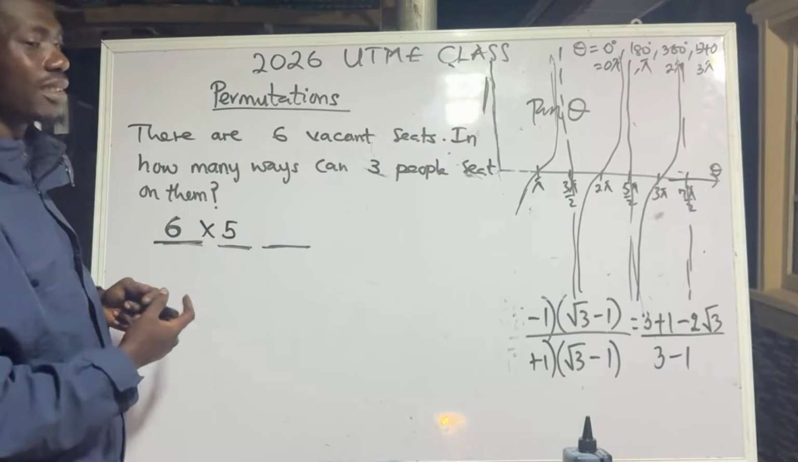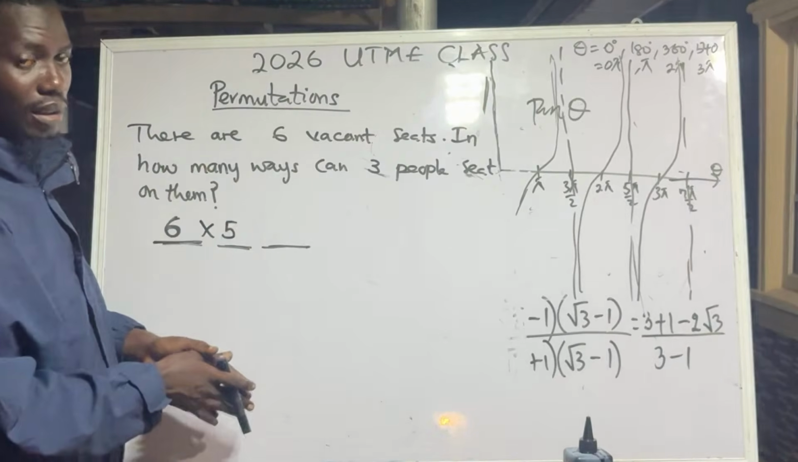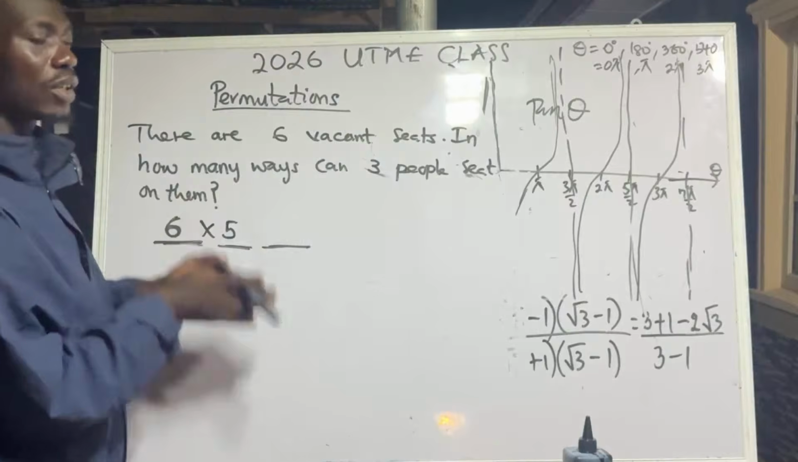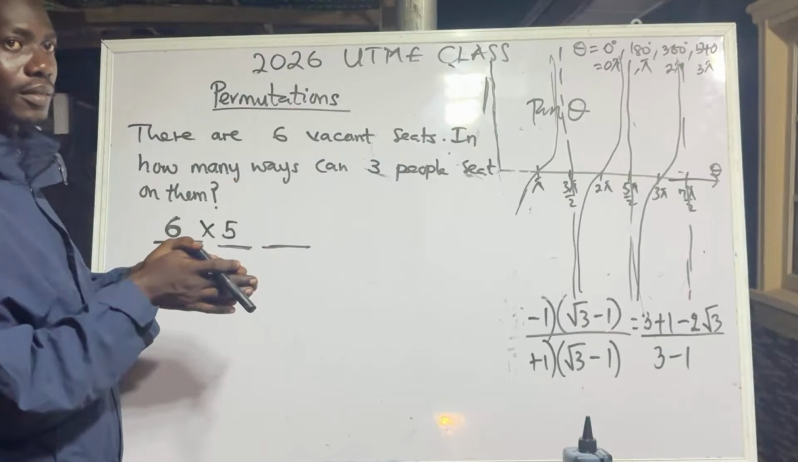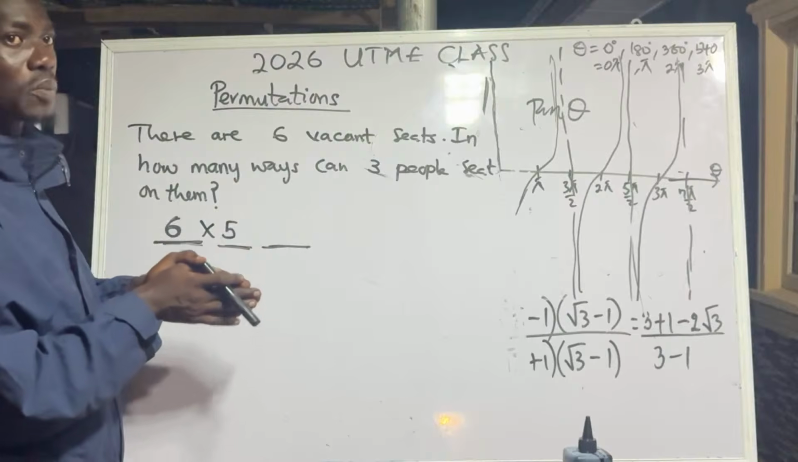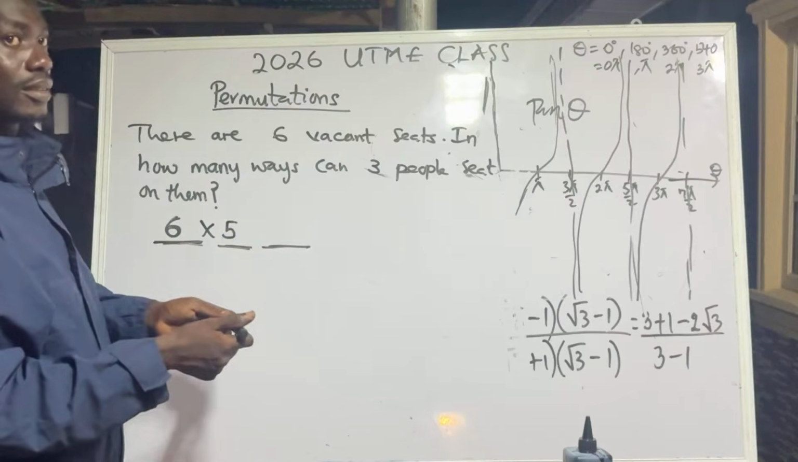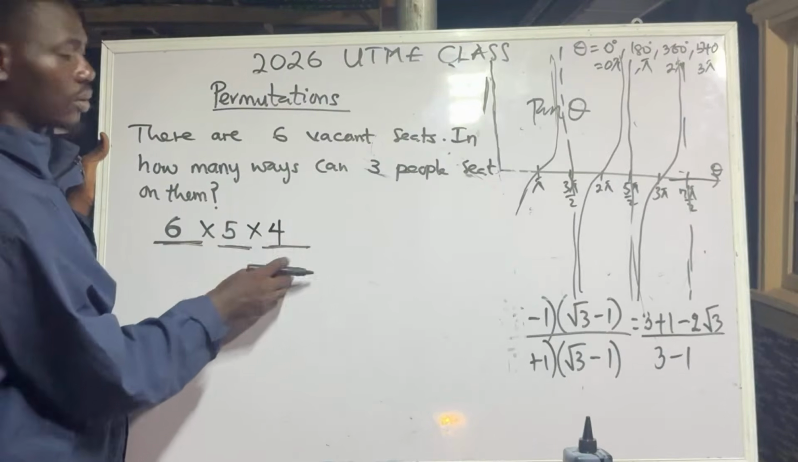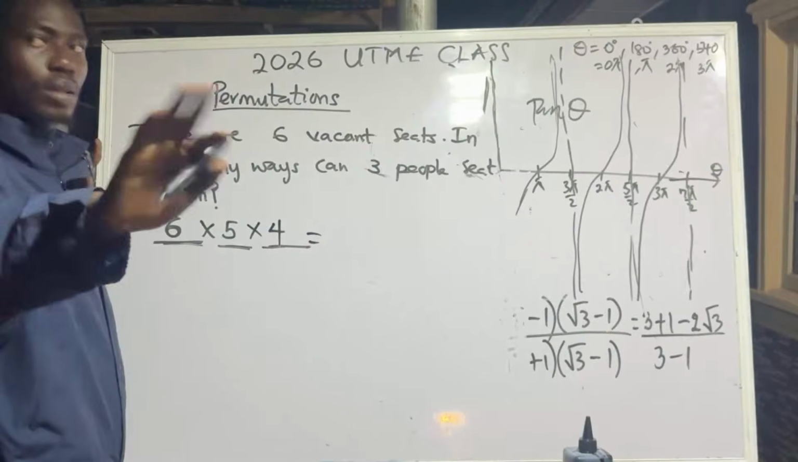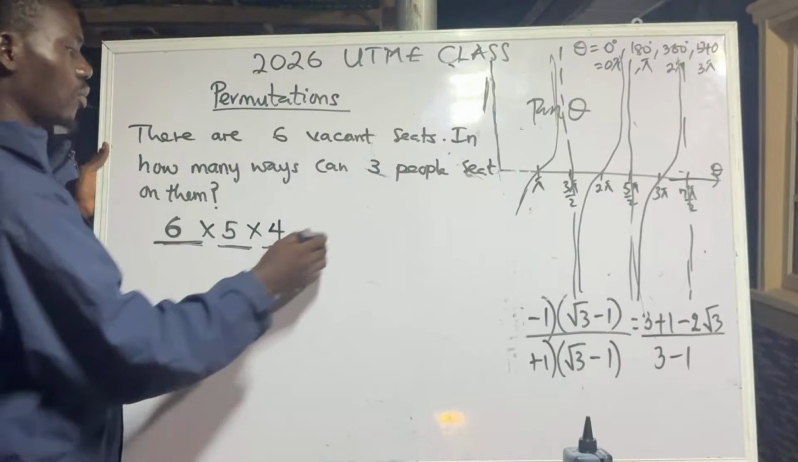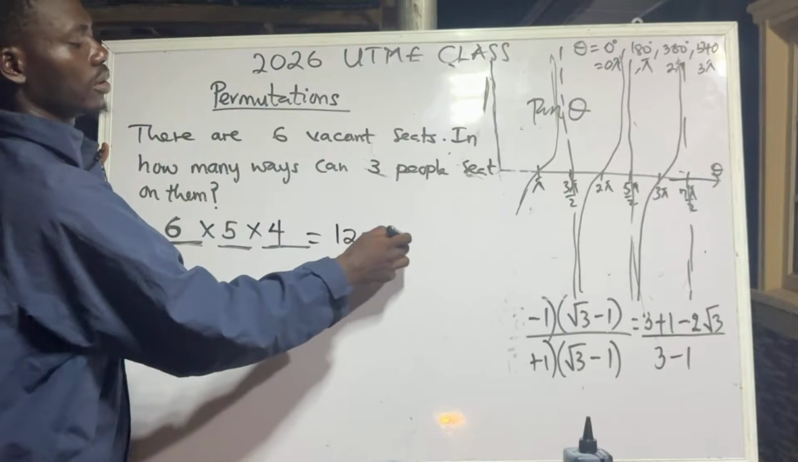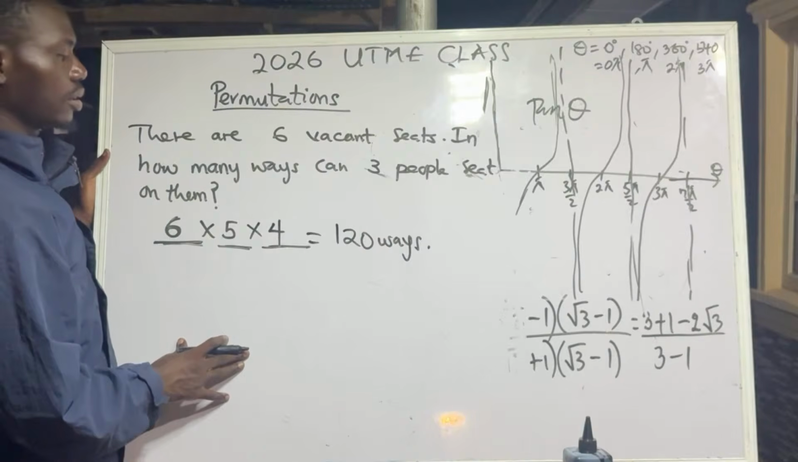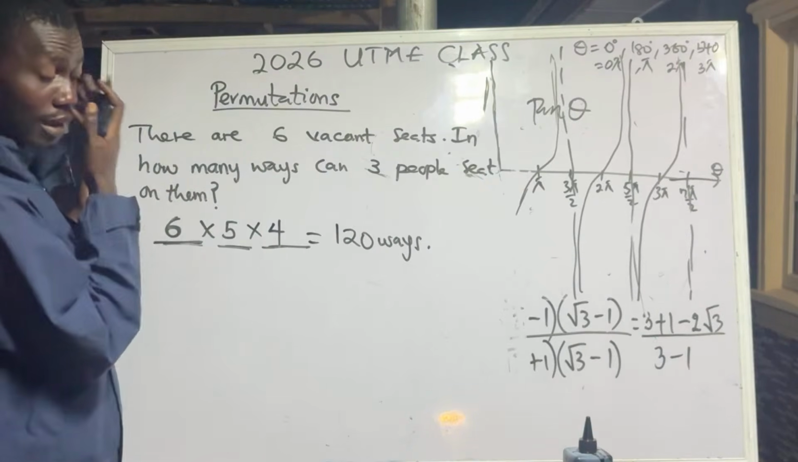As soon as the first person sits on one of the 6 seats, the option for the second person is reduced to 5. Now if the second person also takes another seat, how many seats does the third person have left that he can sit on? 4. So that would be 6 times 5 times 4, which is 120. So that is 120 ways for the 3 people to sit on the seats. Do you get that now? It's as simple as that.